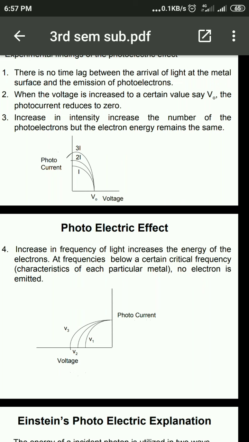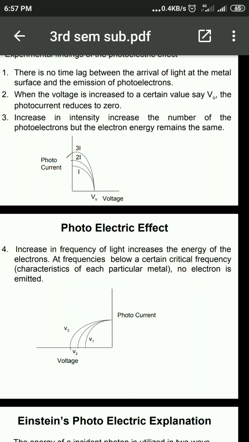So the stopping potential needed to stop these electrons will be different. Stopping potential will be different for each frequency. So the higher the frequency of the incident beam, the higher the stopping potential we need to stop this. So the energy is increasing there. It is not the number of electrons increasing, but the energy of the ejected electrons is increasing.